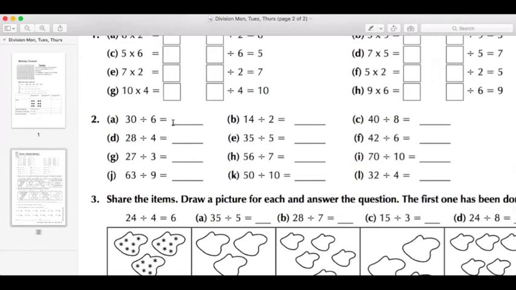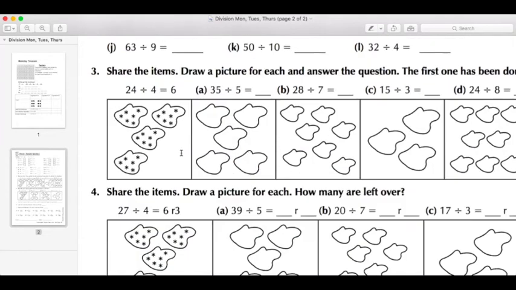And then here we have just more division sums. So a good way to do these is, so 30 divided by 6. So I would count in my 6s. And once I landed on 30, so say if I was counting in 6s like 6, 12, 18, 24, 30. So how many times have I counted? So 5 times. So I know it's 30 divided by 6 equals 5.